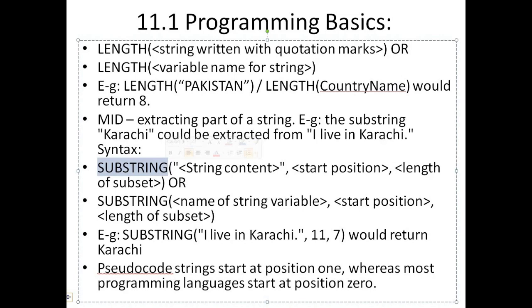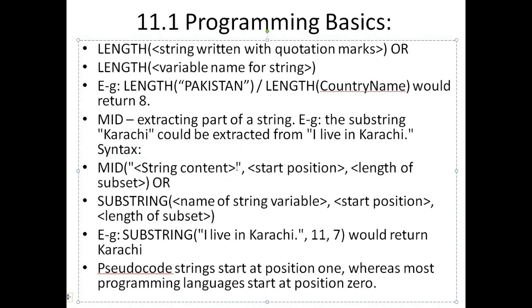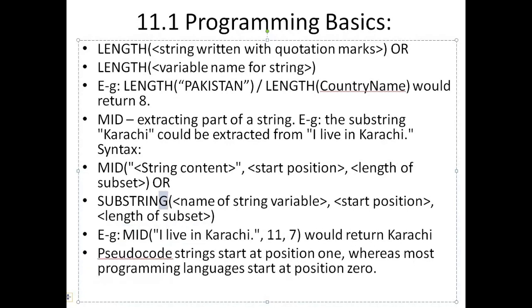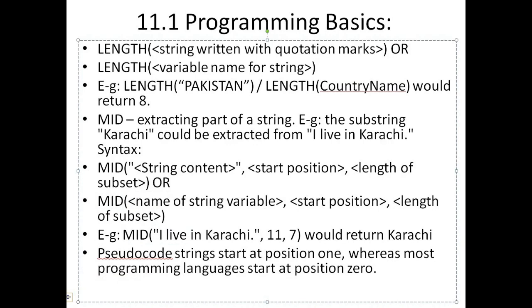Syntax: you simply write the keyword mid, then you write the string content or the name of the string variable, then you write the start position and the length of the substring. For example, mid. Now this function is exactly the same as the substring function from O levels, just the name or the keyword is different. The working is absolutely the same. Mid of I live in Karachi, 11, 7 would return Karachi. Why? Because it is going to count till the 11th character.